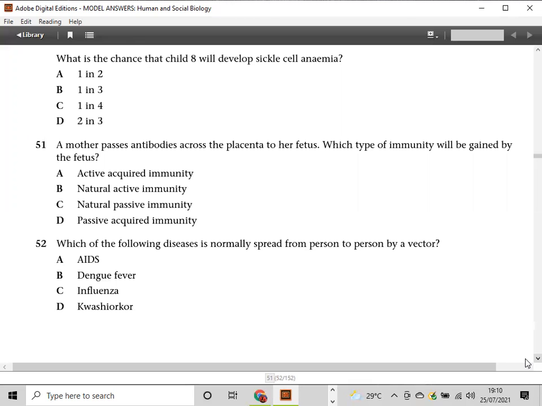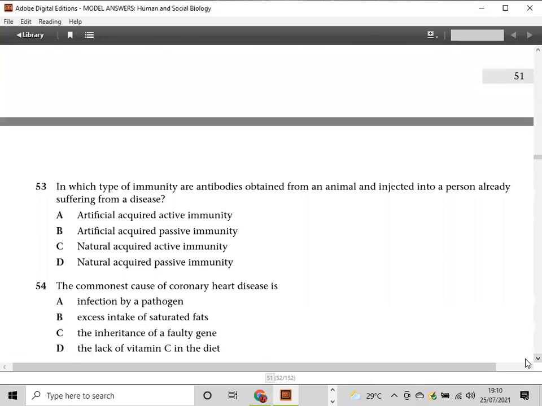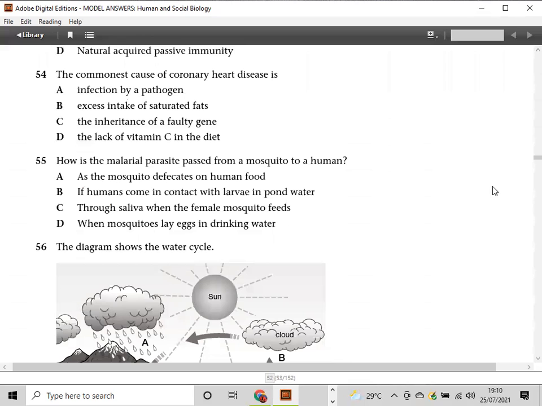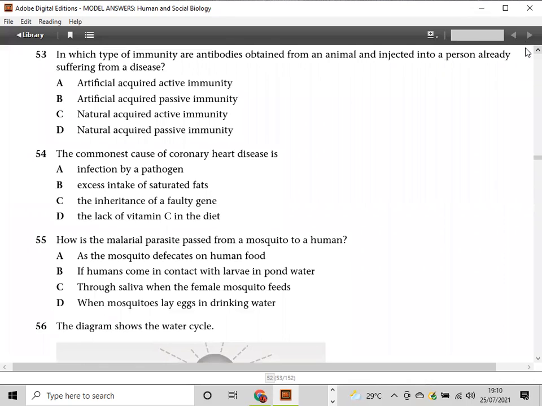51 is C, 52 is E. Pick your answer. Oh Lord. Which type of immunity are antibodies obtained from an animal injected into a person already suffering from diabetes? 53 is B, and 54 is B. 55 is C.